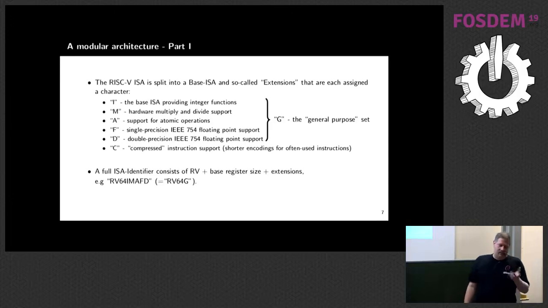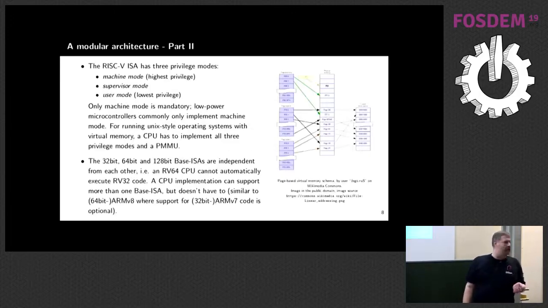The ISA has 3 privilege modes. Machine mode is the highest level. Microcontrollers usually only implement machine mode. If you want to run Linux or BSD, you need all 3 modes.